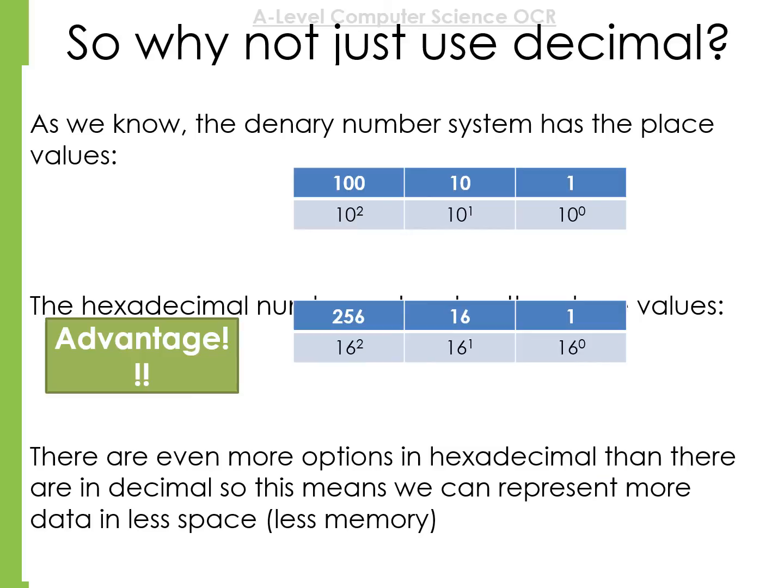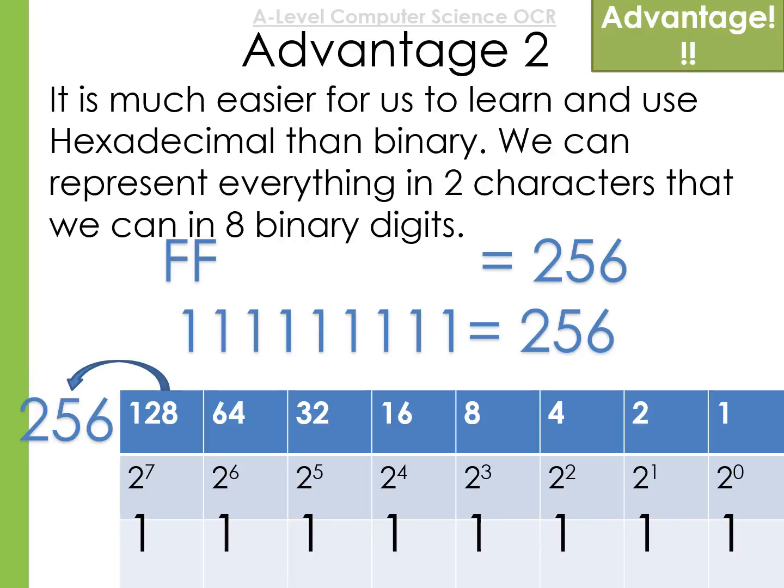A massive advantage of hexadecimal is that we actually have significantly more values than we do in our denary-based system. It's also much easier for us to learn hexadecimal than it is binary. We can represent everything, usually in two characters, that we can in 8-bit binary digits. So FF would be 256, whereas 256 in binary would be 11111111.